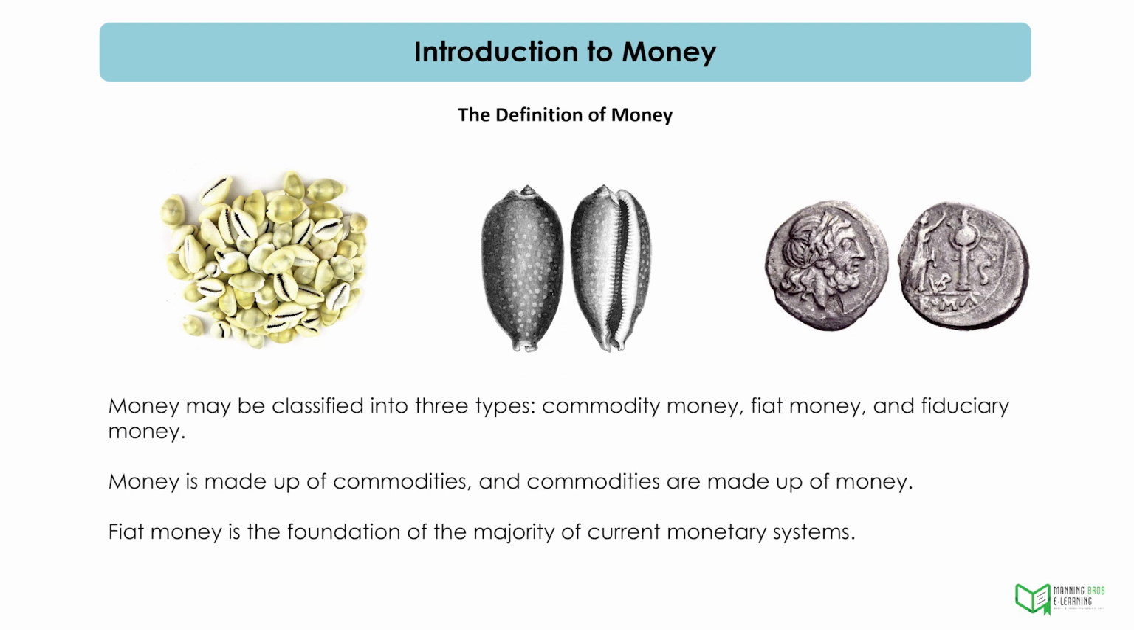Fiat money is represented by paper money. Bank demand deposits, such as checking accounts, are examples of fiduciary money. Fiduciary money is accepted because its issuer, the bank, commands trust. Fiat money is the foundation of the majority of current monetary systems. For the majority of history, however, practically all money was commodity money, such as gold and silver coins.